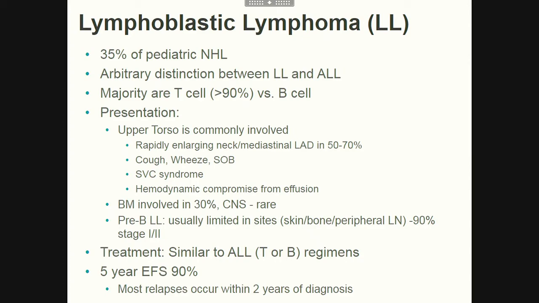These often involve the upper torso, again with rapidly enlarging neck or mediastinal nodes, and they can have respiratory symptoms from that. Bone marrow is involved in 30%. It's rare to have CNS involvement, but you can, and we do IT chemotherapy just like we do in the ALL kids. And then the 5-year EFS is also good. Relapse EFS is not so good for T lymphoblastic lymphoma.